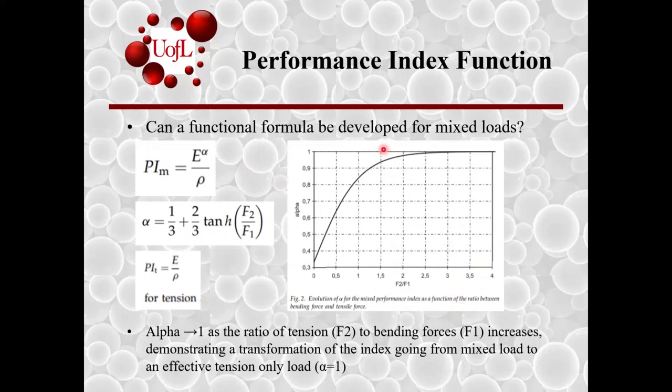So they developed this formula for mixed loads, and to prove that out, they would expect, since in real world applications it's known that as you approach double the tension to bending load you can approximate the load as a pure tension load, that this alpha would approach 1. In proving that out, you can see as the tensile load increases relative to the bending load, alpha does indeed approach 1.